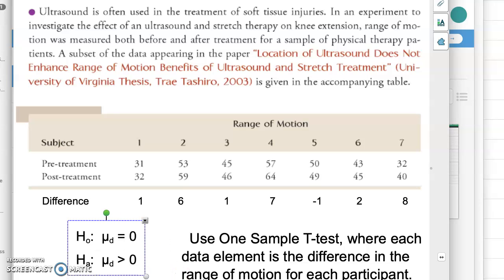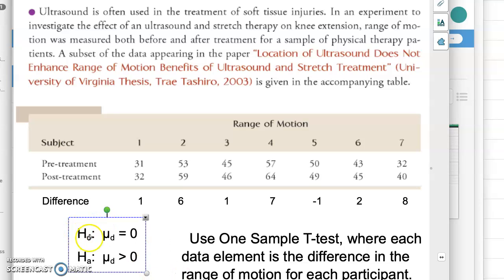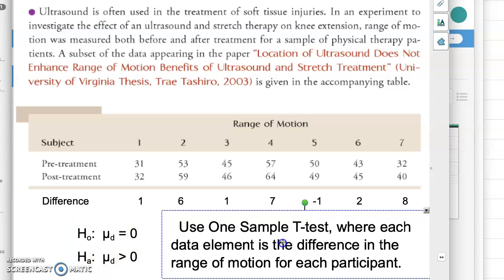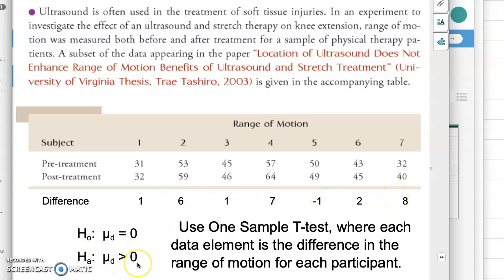Okay, so here are our hypotheses. Mu d equals 0, mu d is greater than 0. So mu d means the mean of the differences. We find the mean of these differences, and we're saying that the mean will be 0, or that the mean will be greater than 0. Use a 1-sample t-test where each data element is the difference in the range of motion for each participant.